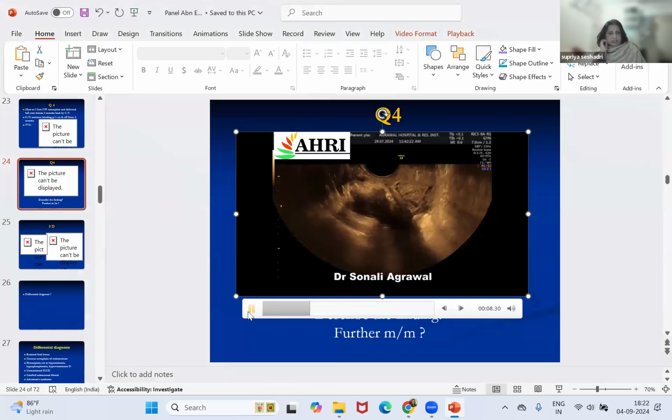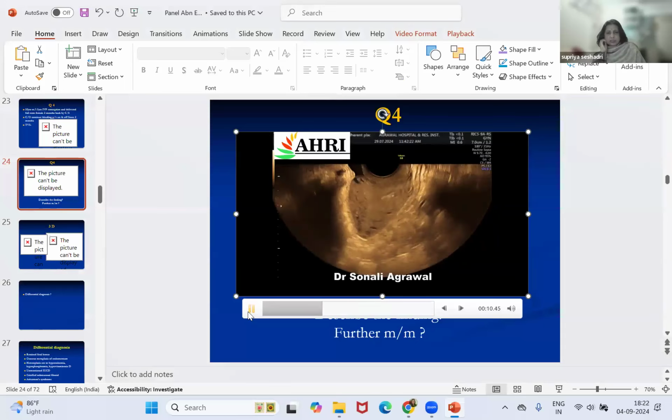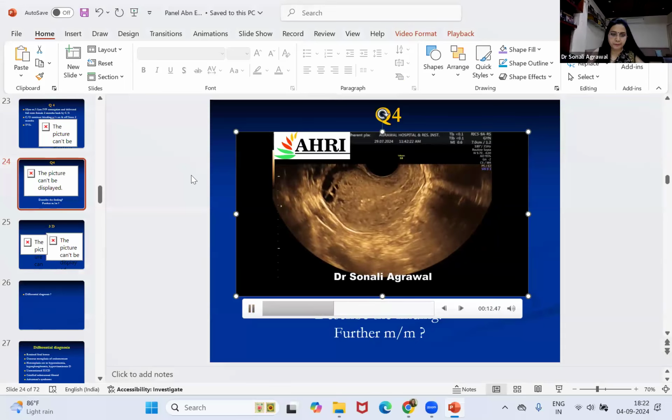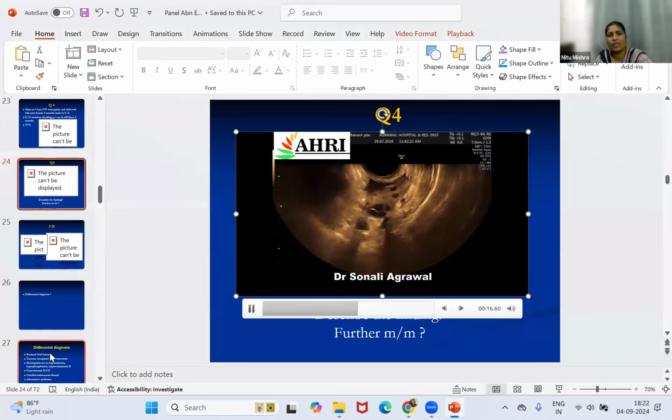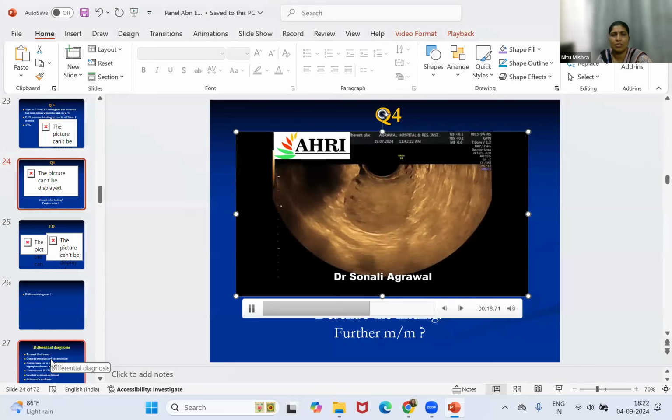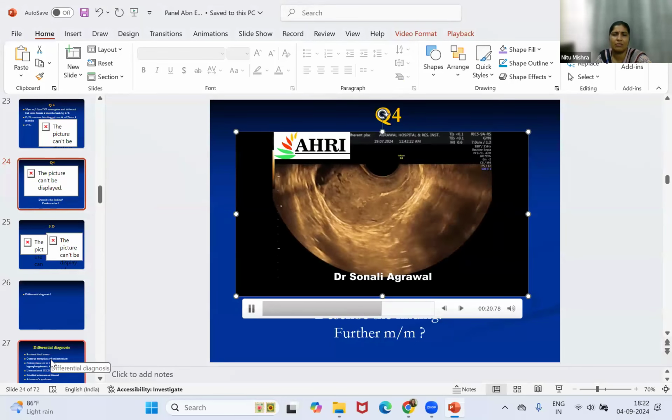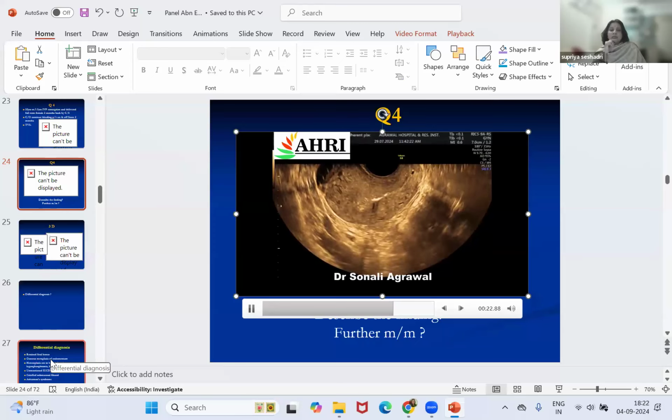And does she have any history of any IUCD? No, ma'am. She is giving a history of on and off bleeding for the last 2 months, since her childbirth, after having delivery. Yes, so bleeding. Any abnormality on color?